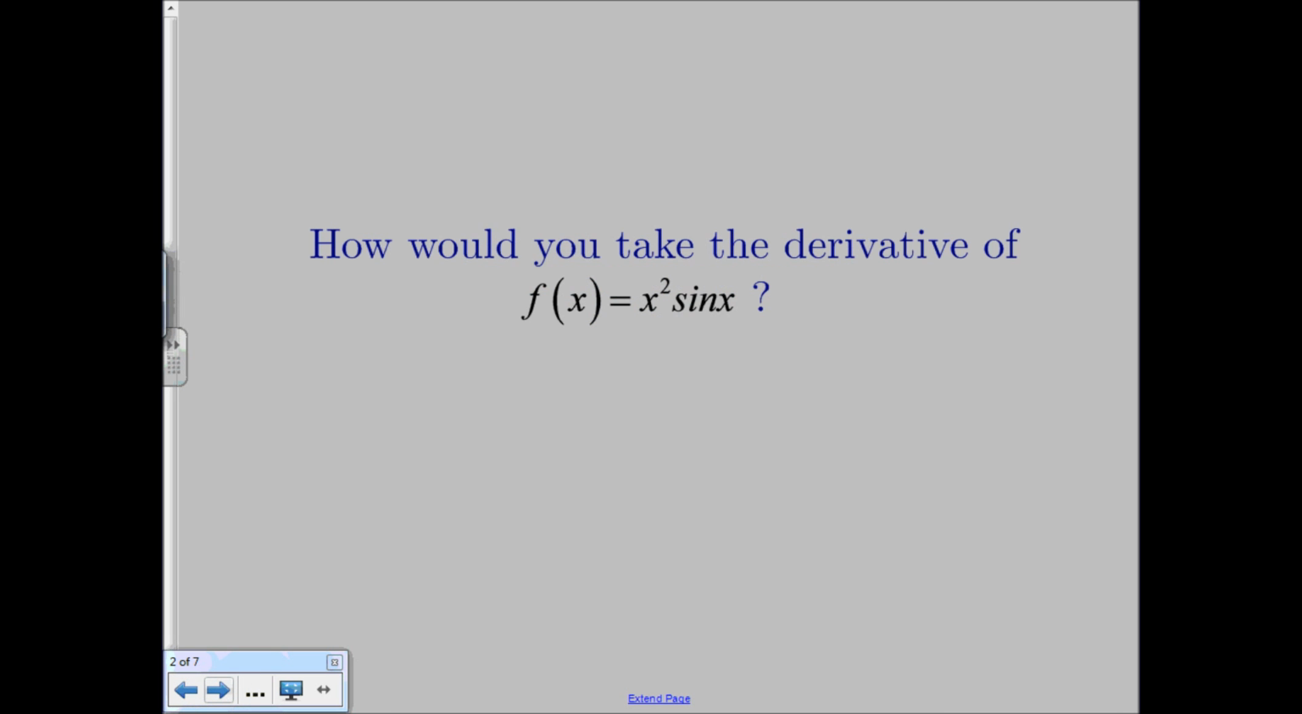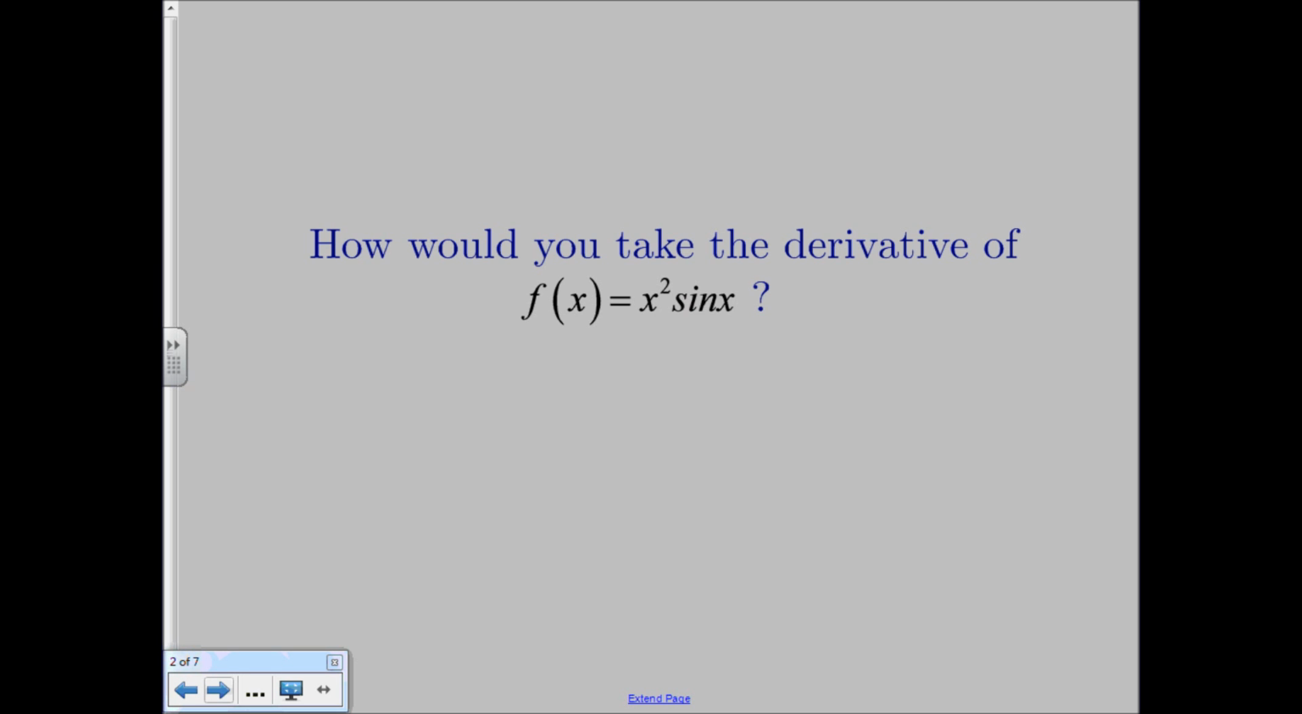So today's question is, how would you take the derivative of something that looked like f of x equals x squared times the sine of x? Now most people's initial reaction is to just say, well, I would take the derivative of x squared, and then I would take the derivative of sine, and I'd multiply them together, and that would be my derivative. Well, if we went through the proof of this and we applied the limit definition to this function, we'd see that that's actually not the case.